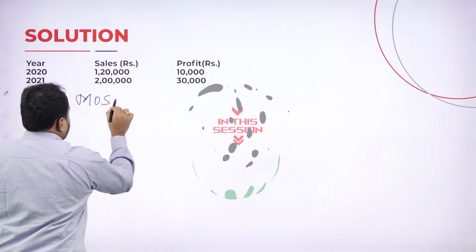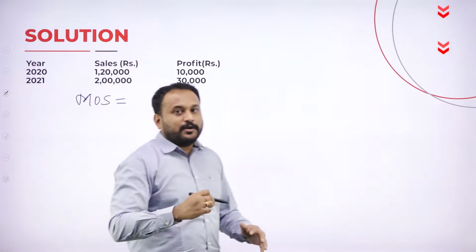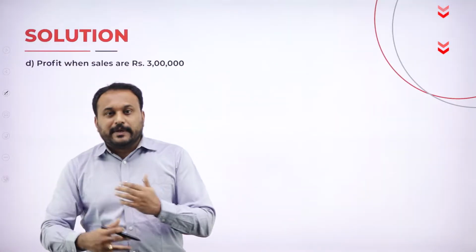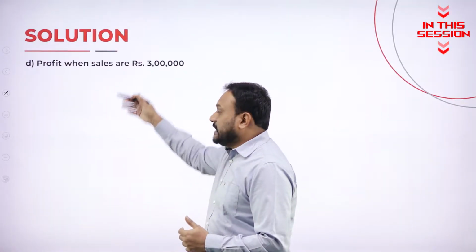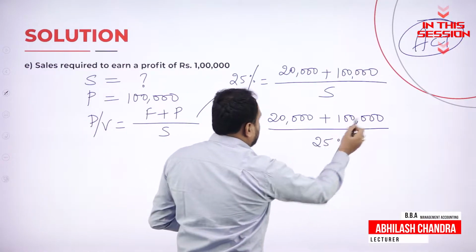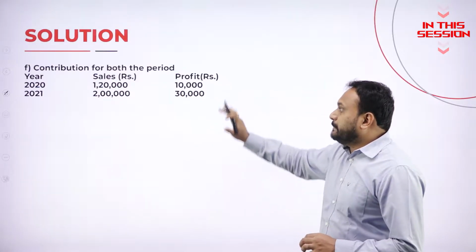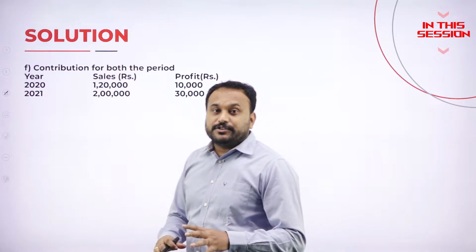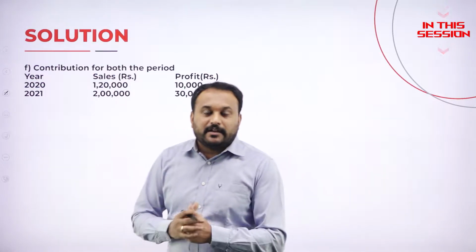Margin of safety is equal to. What is the formula of margin of safety? Through BEP, we can actually find all these things. So how to go with BEP? Now what happens is, I'll go with one more step. S is equal to 20 plus 1 lakh is 1,20,000. Contribution for both the period. What is it? Contribution for both the period.